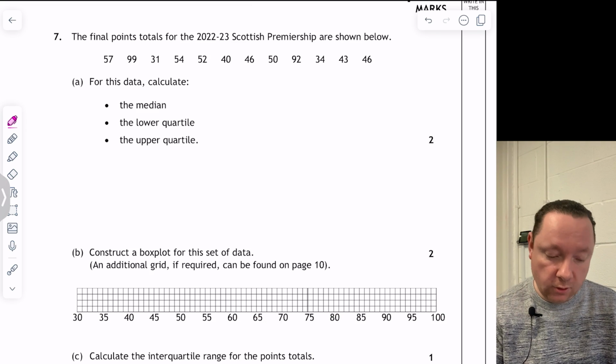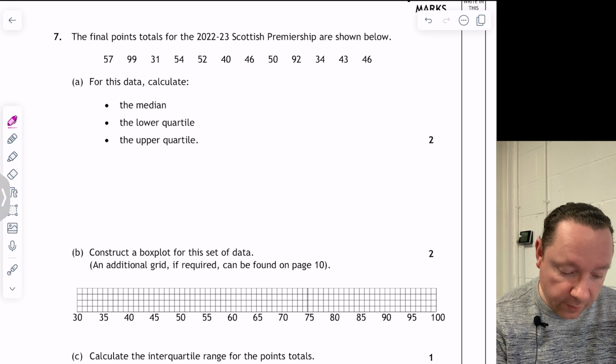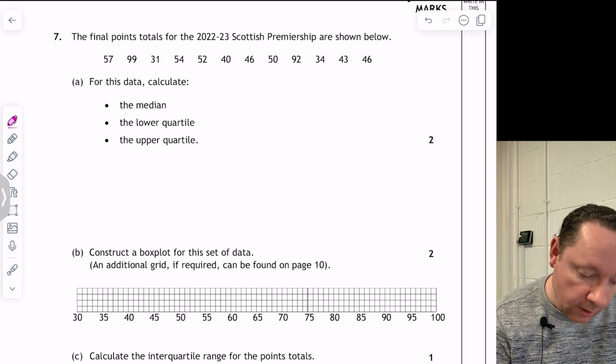The final points for the 2022-23 Premiership are shown below. Find the median, lower quartile and upper quartile.